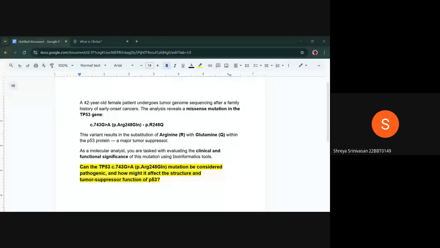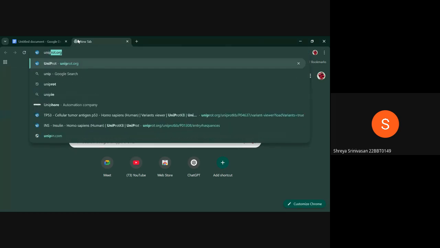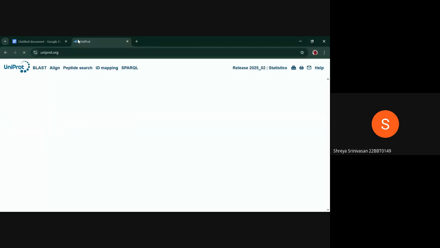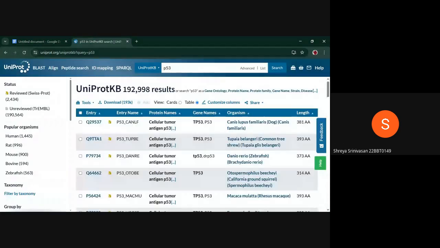Anyone? UniProt? Exactly, you're absolutely right. So we are going to be using UniProt only. Good job, Ananya. So as Ananya mentioned, we will now be going to UniProt. What protein we are looking for is P53, right? So we will just enter the P53 protein here.